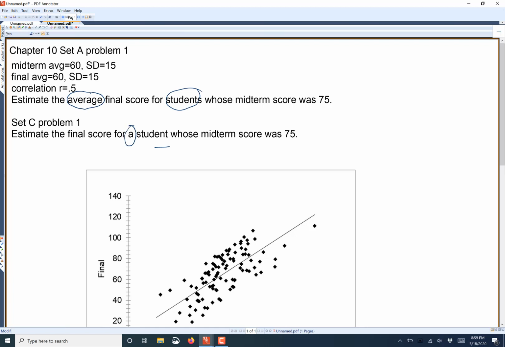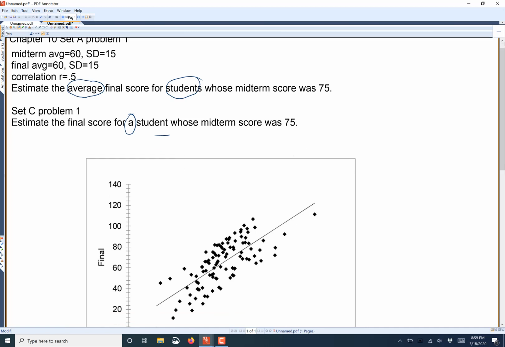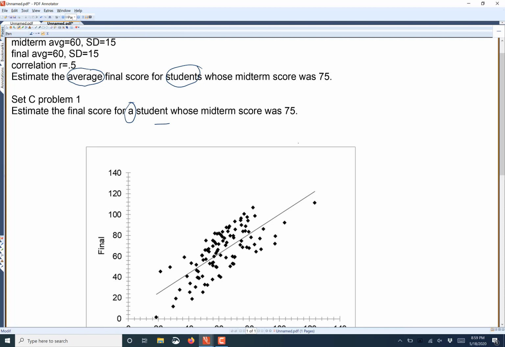So notice there's a very big difference. The first one is the average for all the students who had a midterm score of 75. And the next one is find a final score for a student whose midterm score is 75. So those are two very different things. But the really fascinating thing is we do it the exact same way. The regression method doesn't change whether you're trying to find the average or you're trying to find it for a student. You do the exact same thing.